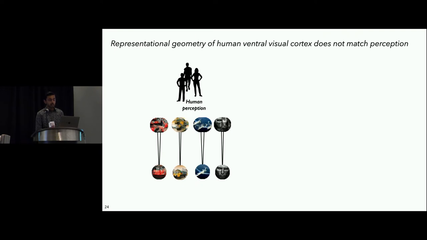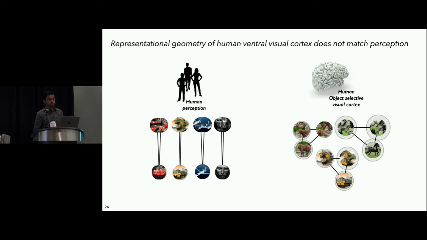So we can do the same type of representational geometry plotting we did earlier. And what this reveals is that whereas perceptually, humans very clearly differentiate real objects from scrambled objects, the visual cortical representation is non-selective for real object configuration. That is, real objects aren't any more different in the ventral visual cortical representation from scrambled images than two different scrambled images are to each other.